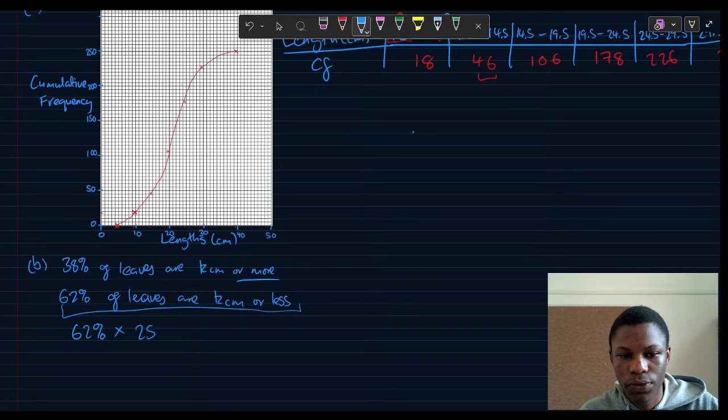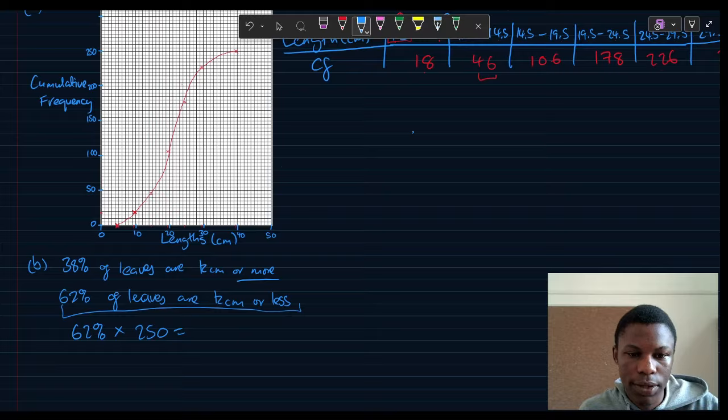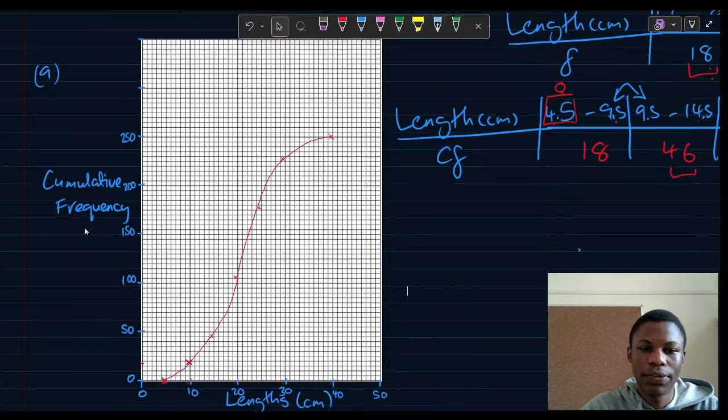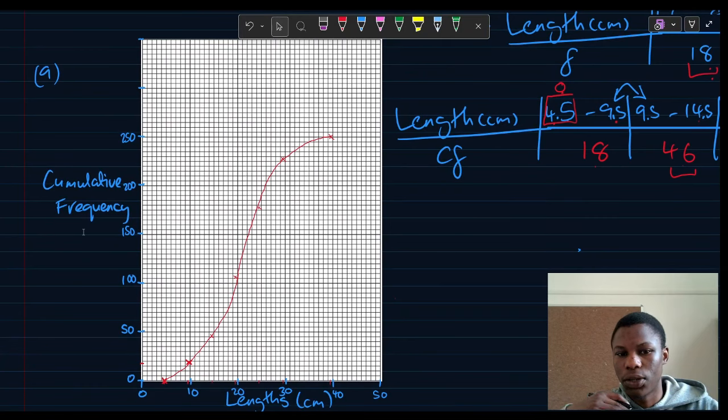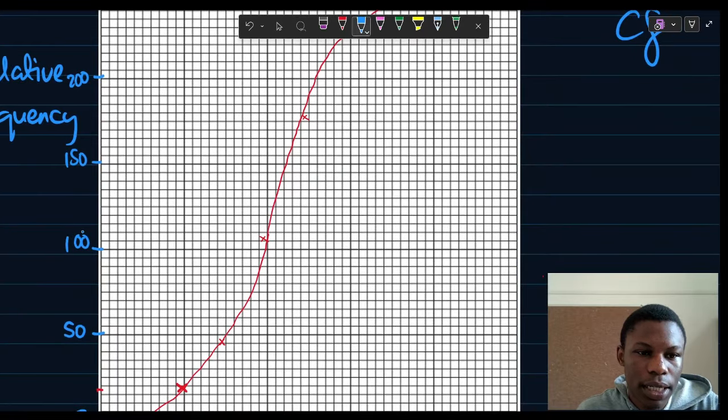Okay. So we can do 62% of our total number of leaves. We have a total of 250 leaves. So 62% of 250 is 155. And so you're going to go to your cumulative frequency graph, and you're going to draw construction lines from 155, and we want to find the corresponding length at a cumulative frequency of 155. So remember, each box is 5 units, so 155 would be there. Then draw construction lines. These are actually necessary, they're considered part of your working.